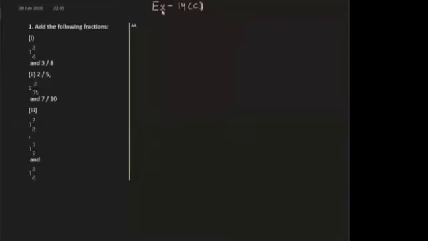The question says, add the following fractions. First part, 1 whole 3 upon 4 and 3 upon 8. We have to add these two fractions. So students, 4 ones are 4, 4 plus 3, 7 upon 4, plus 3 upon 8. We have to add, that is why we use the plus sign. And I have changed this mixed fraction into an improper fraction.